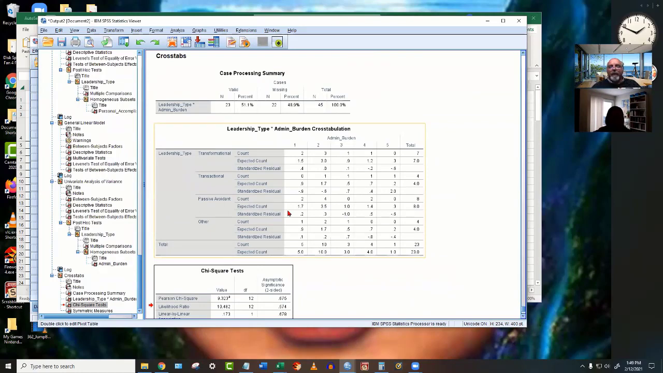And see, what I was saying in my dissertation, that I believed that as administrative burden increased, leadership style would change. That is not true. Correct. Good to know. The data does not support that. The data does not suggest that. Correct.